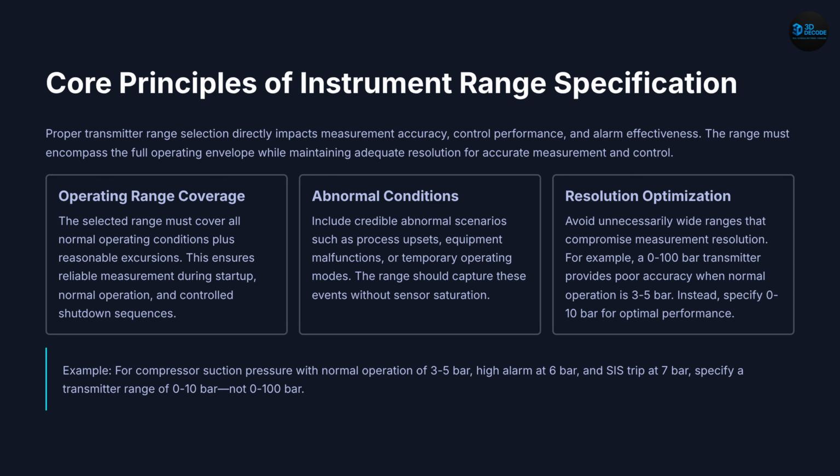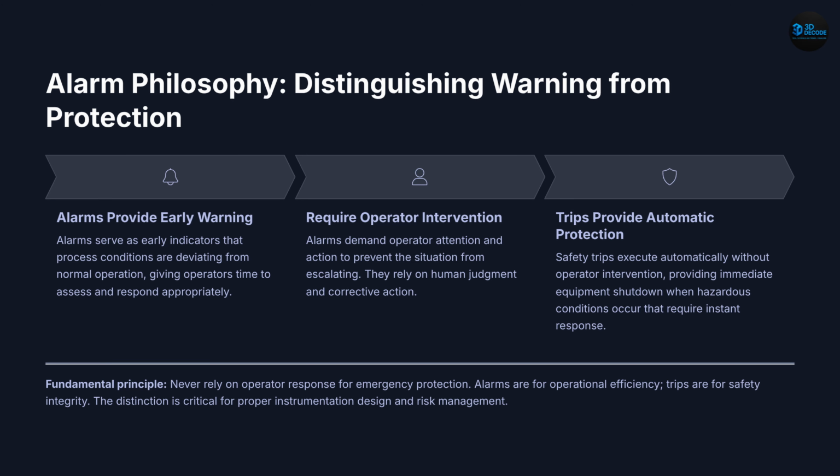Instrument range selection. Now let's understand how to select the correct instrument range. The transmitter range must cover the full operating condition, including normal operation as well as abnormal situations like startup, shutdown, or process upset. At the same time, the range should not be too wide because that reduces accuracy. For example, if your compressor operates between 3 to 5 bar, selecting a range of 0 to 100 bar will reduce measurement resolution. Instead, a range like 0 to 10 bar is much better because it provides more accurate readings and better control.